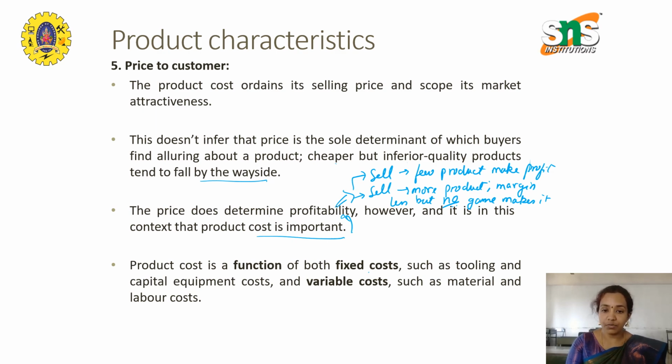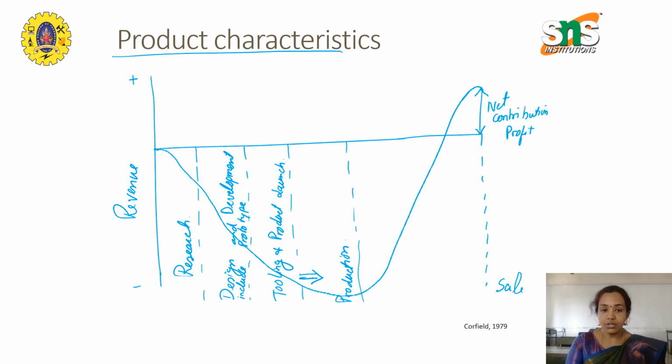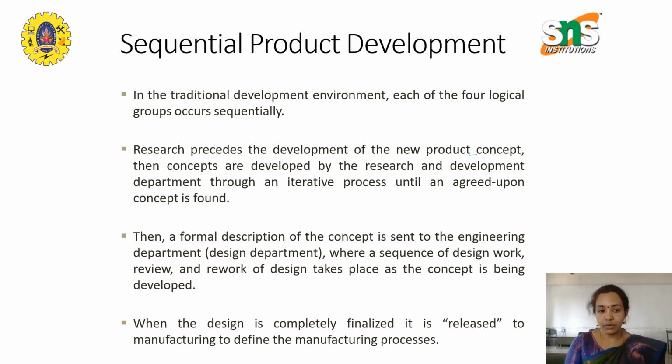Product cost is a function of both fixed cost, such as tooling and capital equipment cost, and variable cost, such as material and labor cost. So here again we have the product characteristics graph. On the x-axis we have revenue, sales, net contribution profit, research, design and development, which includes the prototype. Tooling and product are also important. Production is also mentioned in the graph.